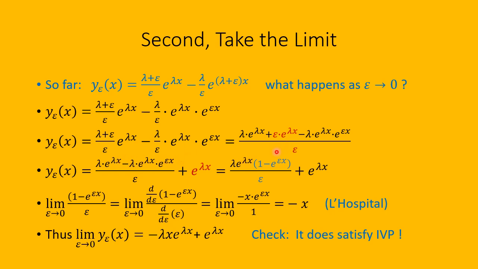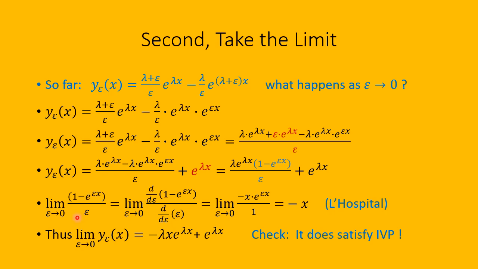And when we do that, we have lambda e to the lambda x times the quantity (1 minus e to the epsilon x) over epsilon, plus e to the lambda x, this term here. Now, if we look at this, let's consider what happens to (1 minus e to the epsilon x) over epsilon as epsilon goes to 0. So we're going to look at the limit as epsilon goes to 0 of that quantity.